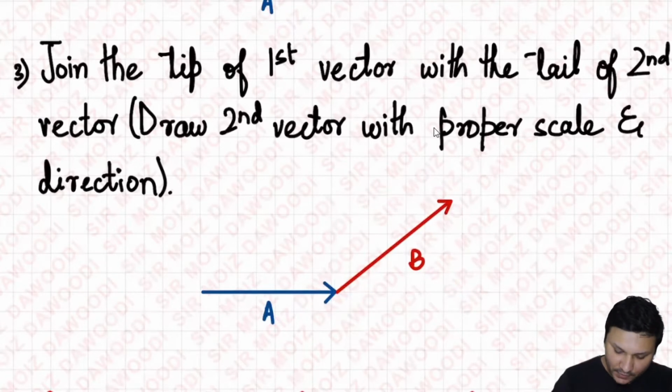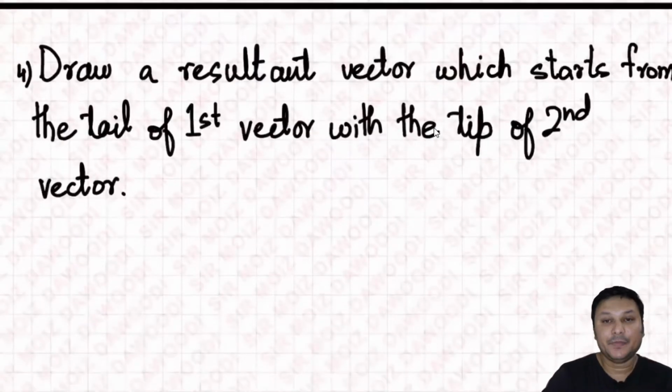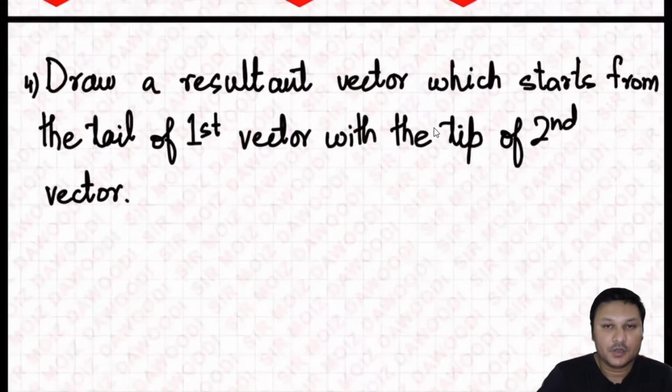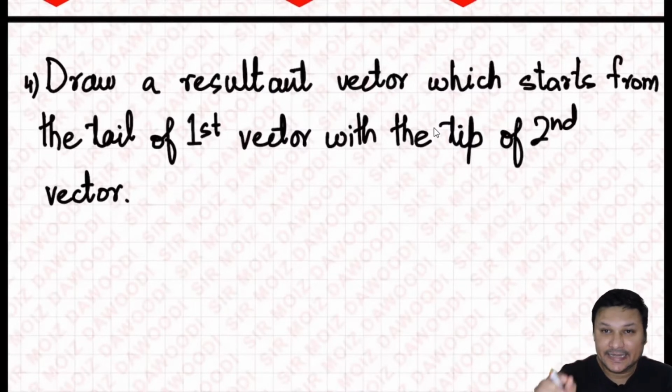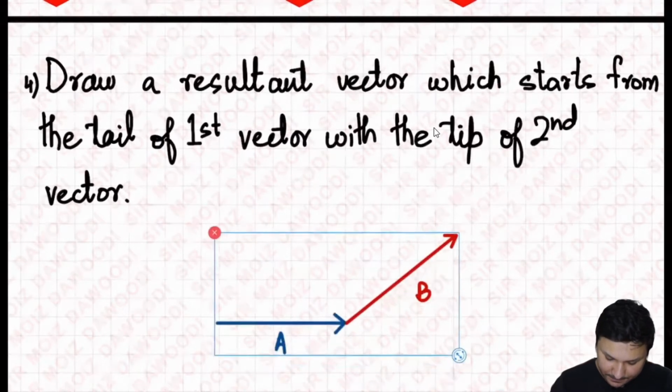Now, here comes step number 4, and step number 4 is we need to draw resultant, and resultant should always start from the tail of first vector to the tip of last vector, like this.